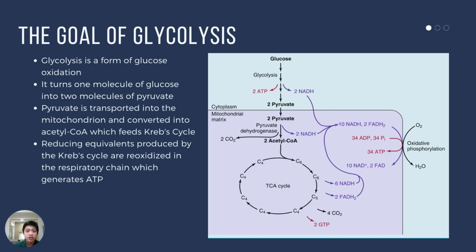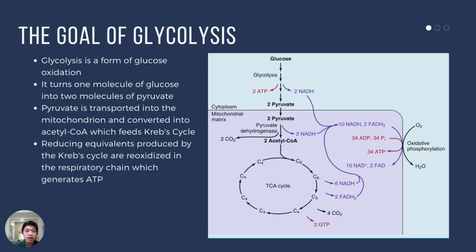These byproducts or reducing equivalents then go into the inner mitochondrial membrane and matrix, where the electrons that they hold are reoxidized in the respiratory chain, otherwise known as the electron transport chain, to generate high amounts of ATP. So the image on the right is a summary. Glucose, through glycolysis, produces 2 pyruvate, which at the same time produces 2 molecules of ATP and 2 molecules of NADH. That NADH can then directly go into the electron transport chain.